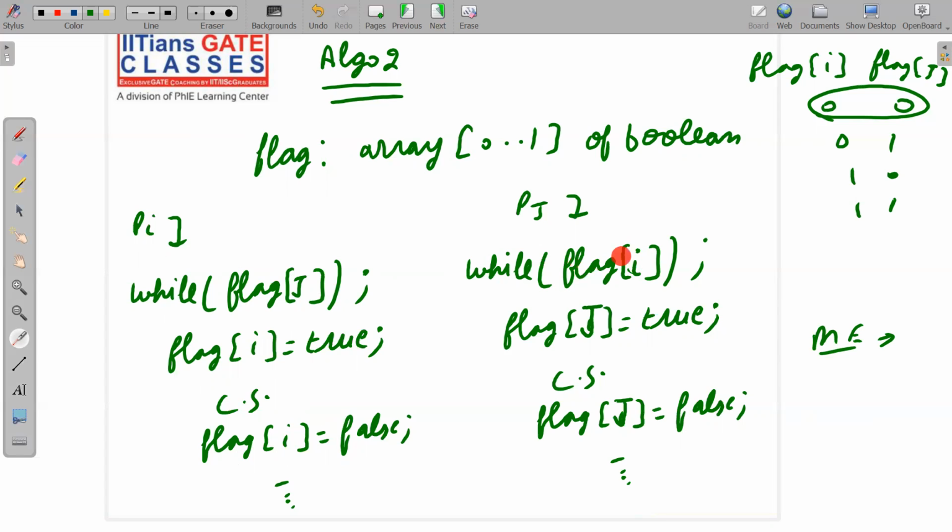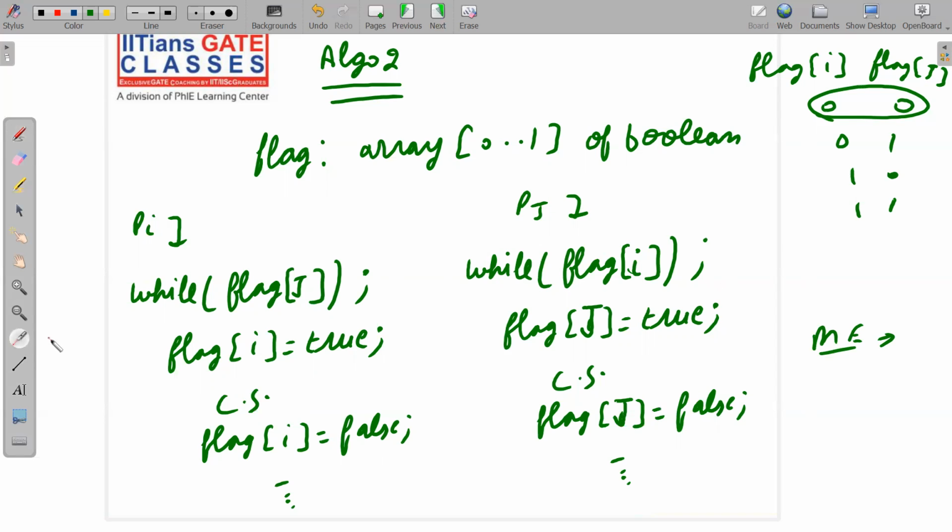Same is the scenario here. PJ will say if PI wants to enter CS, I will not enter CS. It will say, okay, flag is equal to true, means now I'm going to enter CS. It will enter CS and it will say, okay, I'm coming out of CS, or I don't want to enter CS anymore. Like this you can make the story. Okay, so now we have to check mutual exclusion.